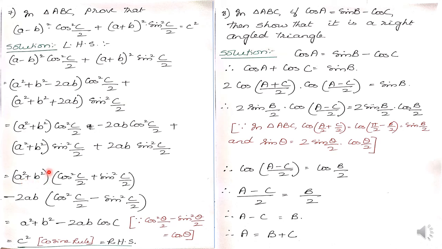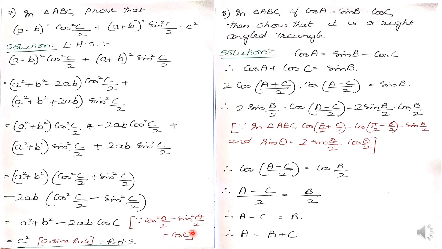Now observe what has been done over here. a square plus b square is taken common. In the bracket, we get cos square C by 2 plus sine square C by 2. Similarly, we group together the terms containing minus 2ab. So, when we take minus 2ab common, we get cos square C by 2 minus sine square C by 2 in the bracket. Remember that cos square C by 2 plus sine square C by 2 is 1. Isn't it? And therefore, we get a square plus b square into 1, which is a square plus b square.